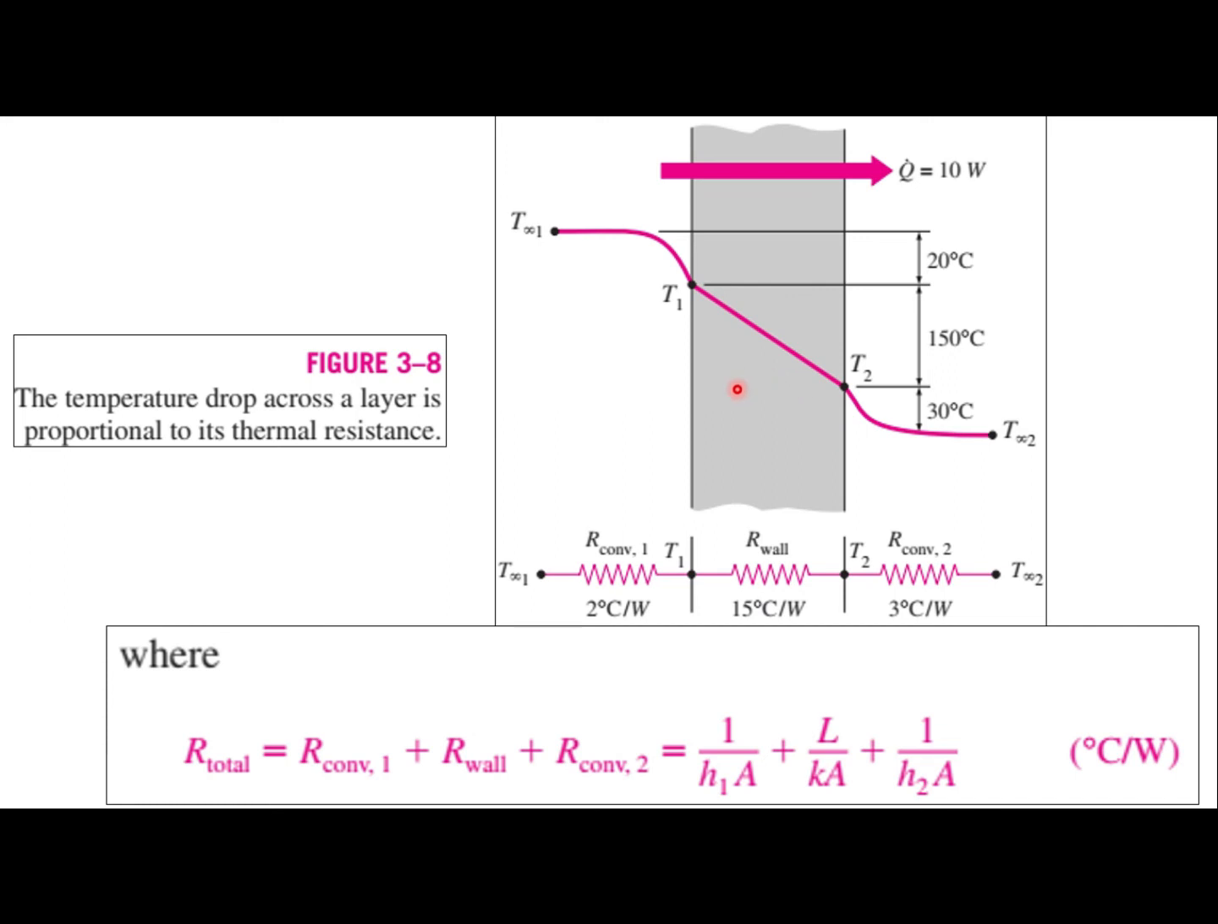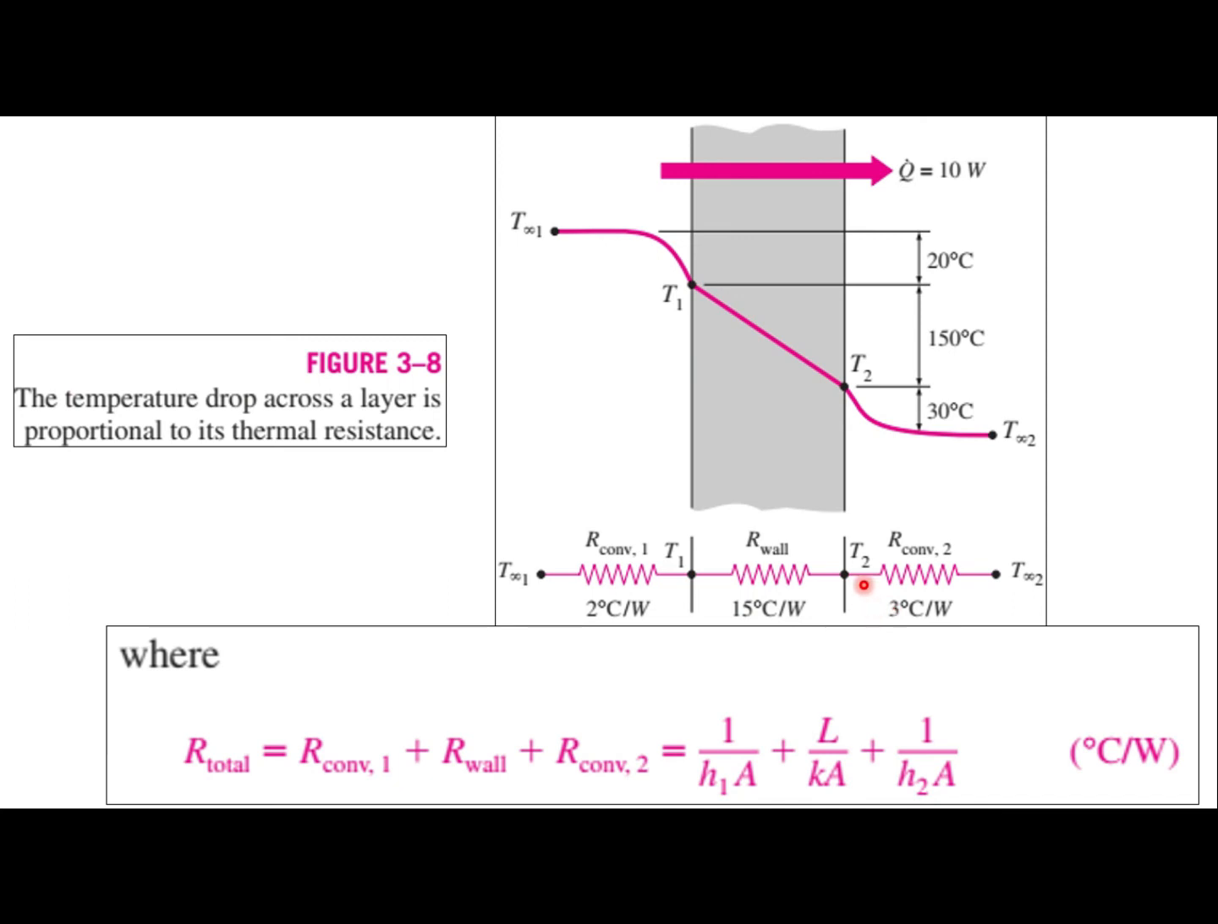And this is the practical example in which you can see that the temperature difference in the first mode of heat transfer, the rate of heat convection, is only 20 degrees centigrade, and the temperature difference due to the rate of heat conduction through the wall, right, is 150 degrees centigrade, and the third part, the rate of heat convection from the wall, is only 30 degrees centigrade. So here are the temperature differences in these three modes of heat transfer, and their respective resistances will be 2 degrees centigrade per watt, 15 degrees centigrade per watt, and 3 degrees centigrade per watt.